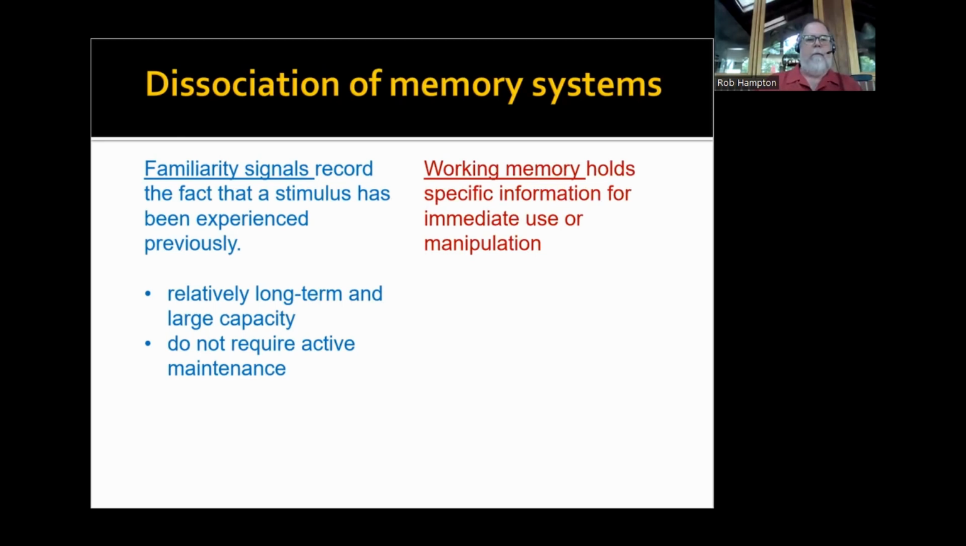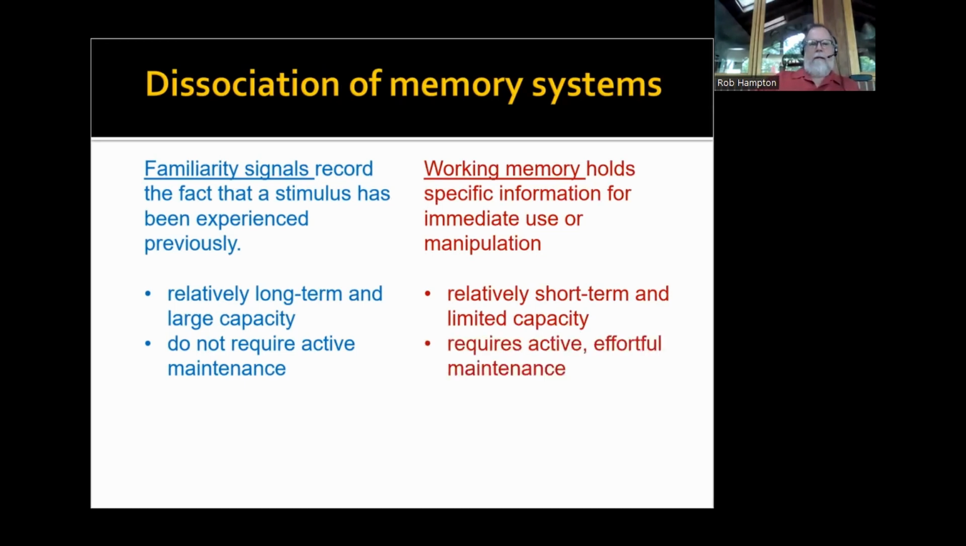And the properties of working memory are quite different than these familiarity signals, in that working memory is a relatively short-term process, and it has a very limited capacity. There's just not many items that we can hold in working memory at a given time. And humans at least experience working memory as active and effortful. It takes our attention, it takes cognitive effort to hold things in working memory. And we're gonna pursue that difference a little bit in monkeys here in a moment.